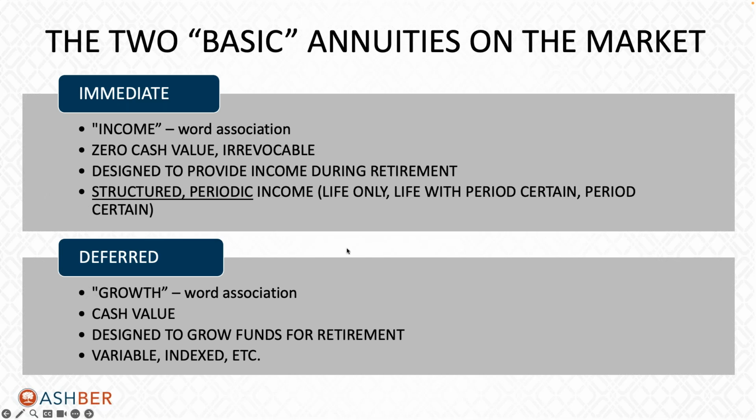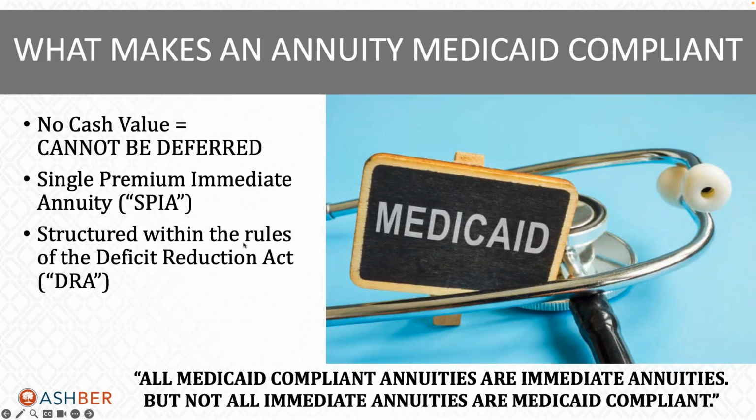So for Medicaid purposes, our Medicaid compliant annuities need to be immediate annuities. So these annuities need to be structured income streams. They cannot have cash value, so it cannot be deferred. And a lot of times we refer to our Medicaid compliant annuities as a single premium immediate annuity, or in the insurance world, a SPIA.